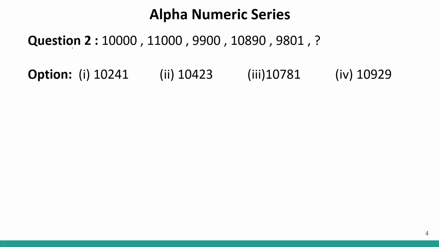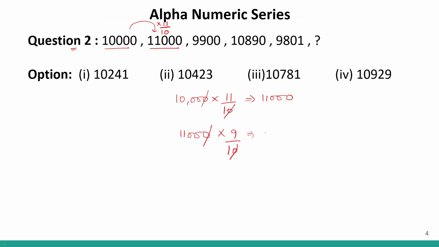Okay? Question number 2. This seems a little scary, very big numbers. But when we solve this, it will be very easy. If I see 10,000 and 11,000, basically I can say that if I multiply 10,000 by 11 by 10, the zeros will cancel out and I will get 11,000, correct? So this is basically multiplication by 11 by 10. If I multiply 11,000 by 9 by 10, this will cancel, and 9 into 11 is 99 and 2 zeros. So it will be 9900.